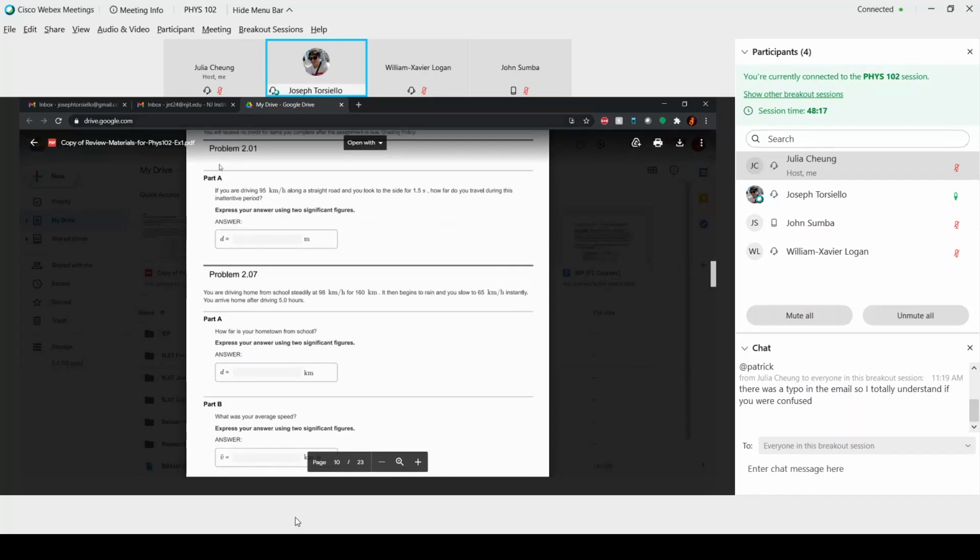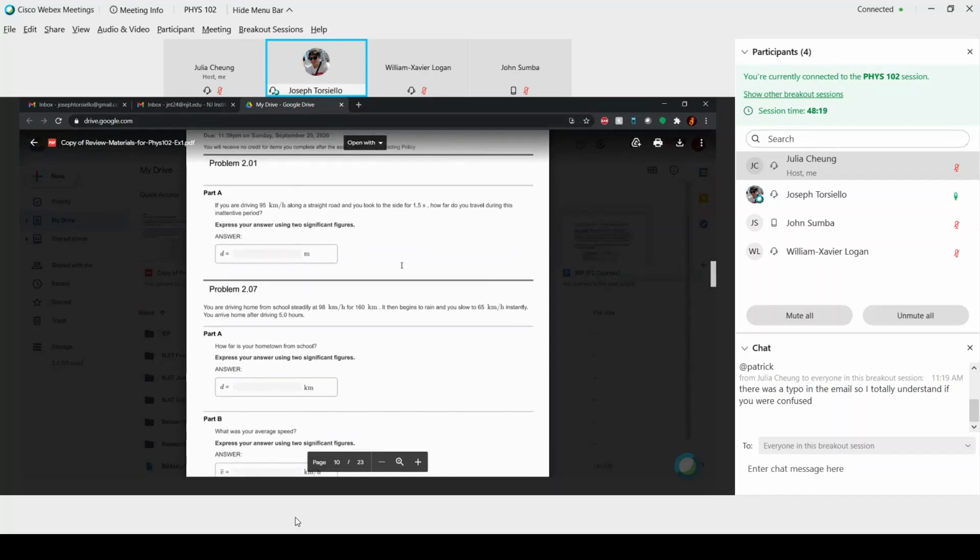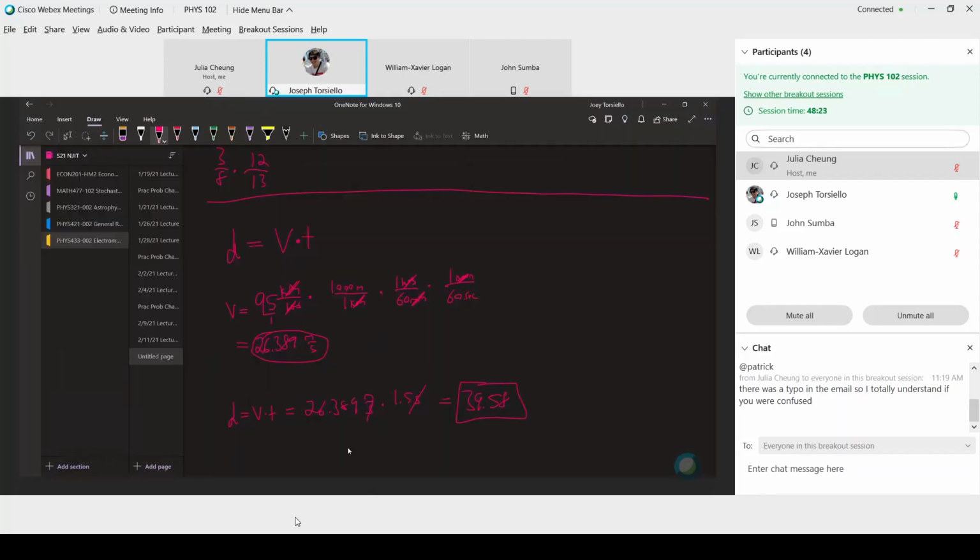Does anybody have any questions about how I did this problem up here? Problem 2.01. Or does everyone feel comfortable with how this one worked out? What do you guys think?